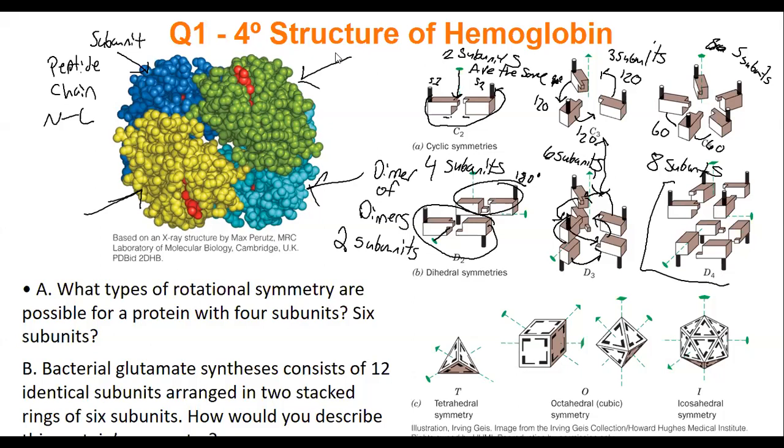So let's do this. Let's say I have 4 subunits. What are my possible types of symmetry my protein could have with 4 subunits? I actually have a poll for this. There's multiple choices here. If I have a protein with 4 subunits, what are all the possible types of symmetry I can have for those subunits?